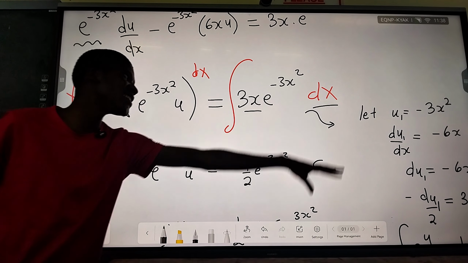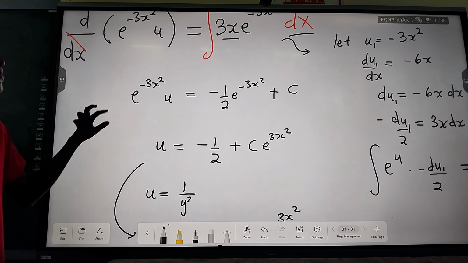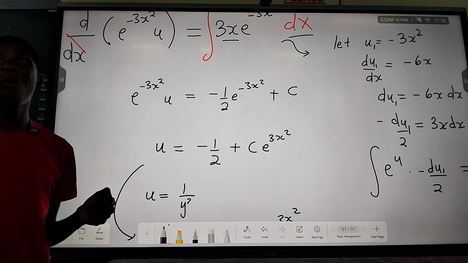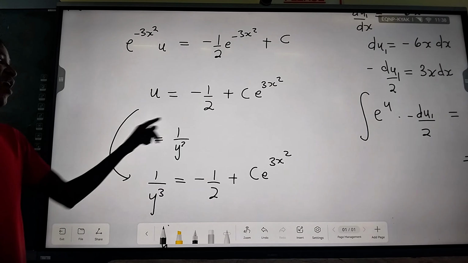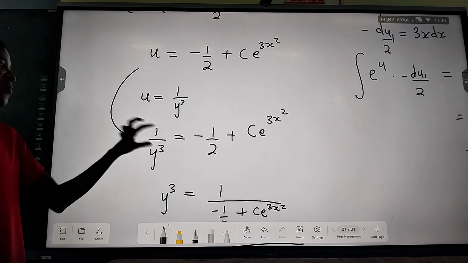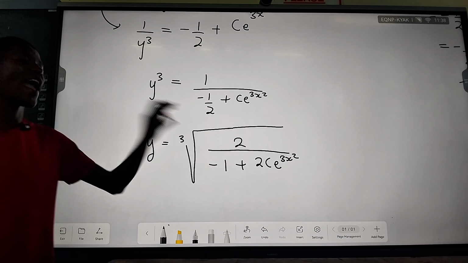So we solve our integral. We found out it is equal to this, and we found u. But now we're looking for y, initially. We know u is 1 over y cubed, something we defined at first. So substituting that, you get the value of y.